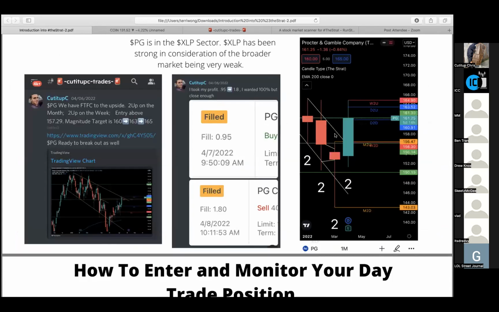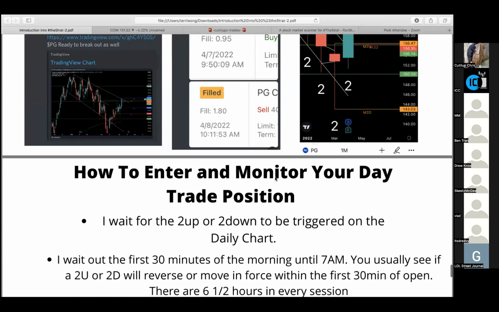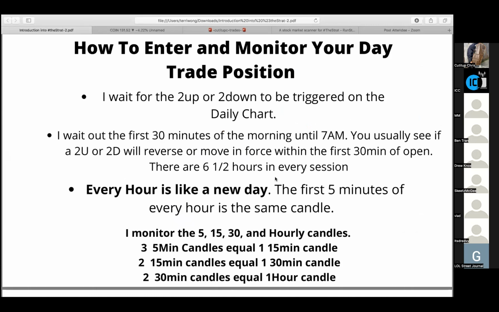Now this is a monthly though, so on the lower time frames, we had other actionable signals that coincided with our 2 up already. So how do I monitor? Those are just examples. And then how do I enter and monitor a day trade position? This is where it gets a little more intricate.